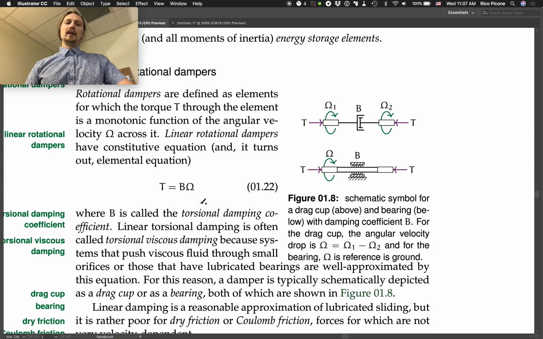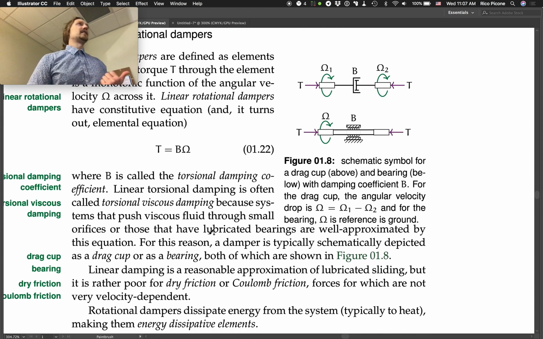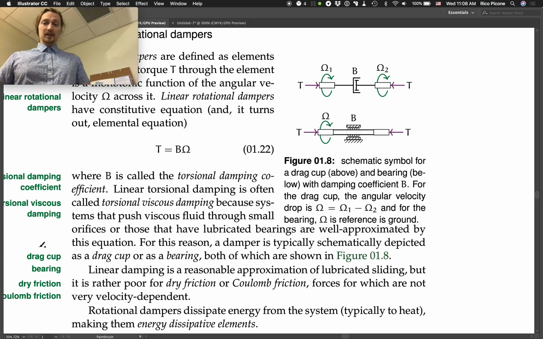We typically call B the torsional damping coefficient, although sometimes we'll just say the damping coefficient. It depends on the context, and we should be more careful with terminology, but we get a little lazy. Linear torsional damping is typically called torsional viscous damping because systems that push viscous fluid through small orifices or those that have lubricated bearings are well approximated by this equation.